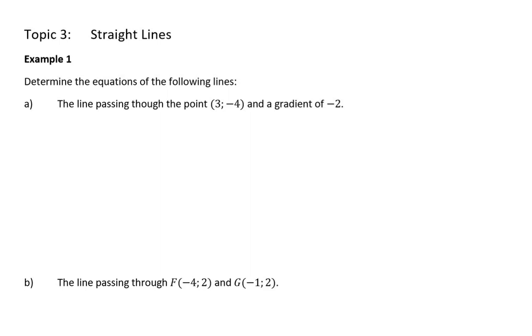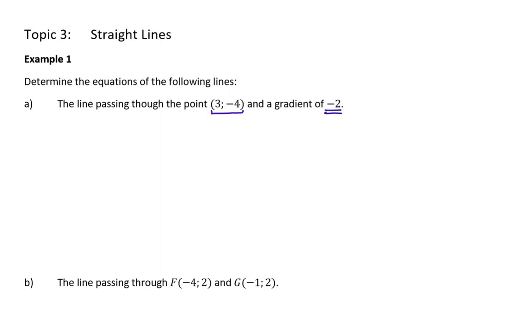So you might want to hit pause every now and again, try the question by yourself, and then watch the video to confirm that you're right. So let's just go over a couple of examples. So example 1 says, determine the equations of the following lines. So a line passing through the point, so they give us a point on the line, which is always good. Oh, and a gradient of -2.